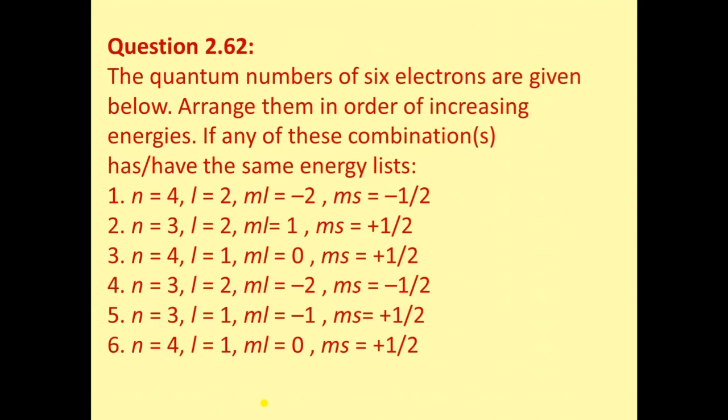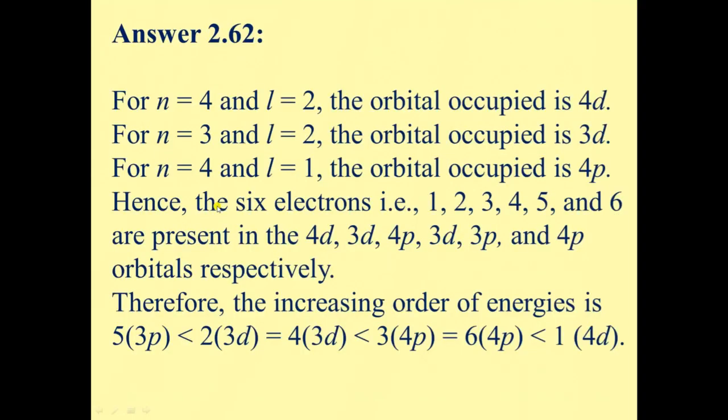Question number 62. The quantum numbers of 6 electrons are given below. Arrange them in order of increasing energies. If any of these combinations have the same energy, list them. Now you have to find out the energy of these orbitals by the n plus L rule. So you have to add the value of n and the value of L. In the first part, the value of n is 4 and L is 2, so the orbital is 4d. In the second case it is 3d, and in the third case it is 4p.